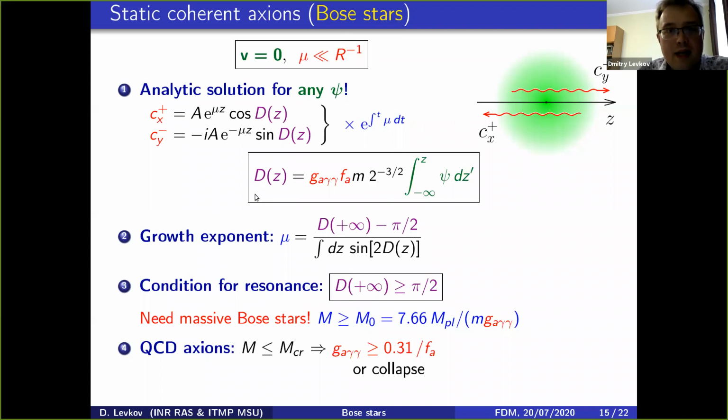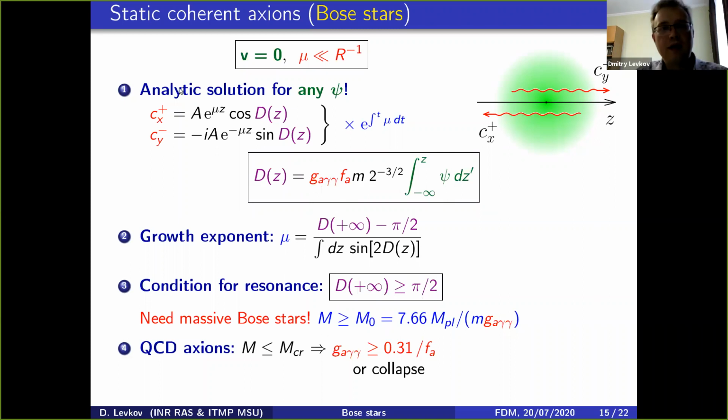The main thing that enters the solution is d of z, which is the integral of the axion wave function along the line of sight. It determines the profile of the photonic modes, which is just hat-like. It is localized on the Bose star. The same d integrated over the whole line determines mu equals d minus pi over 2. So the condition for resonance is that the modes grow with positive exponent, and this integral, which involves the coupling constant, the integral of psi times the coupling constant, should be larger than pi over 2.